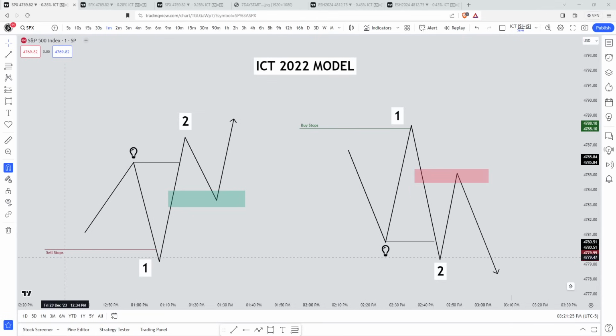So if you're bullish, you want to see price take out an old low. That old low is categorized as sell side liquidity or sell stops. It takes it out where I have labeled number 1. The second step is for price to displace higher. You want to see speed higher.